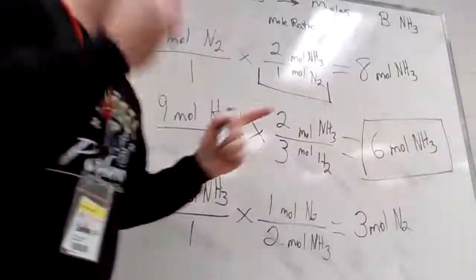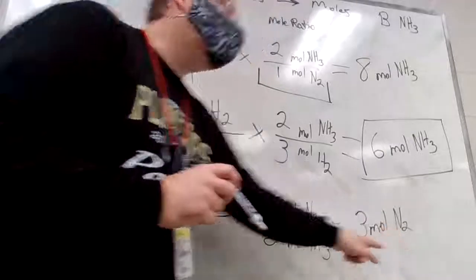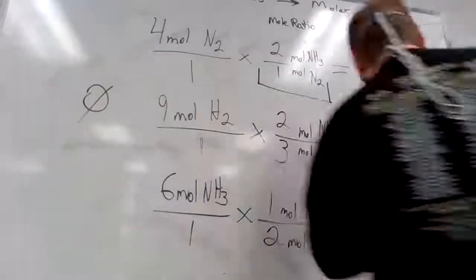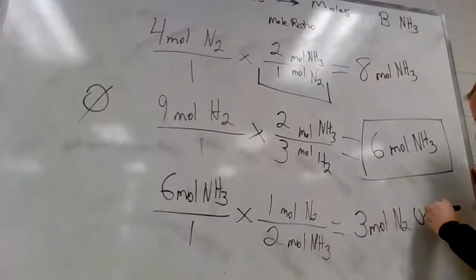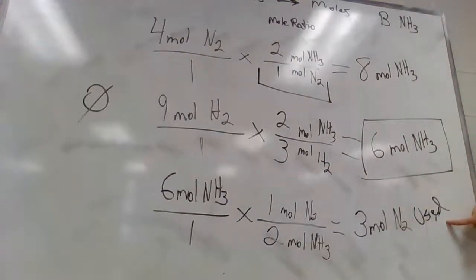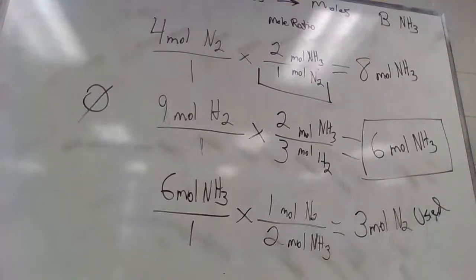Now, what does this tell me? This is how many moles of nitrogen I needed to make 6 moles of ammonium. And so this is how much nitrogen I used. If I can spell this. Ugh. This is how much nitrogen I used. How much nitrogen did I start off with? 4. So what's 4 minus 3? 1. So I should just have only 1 molecule of nitrogen left over.